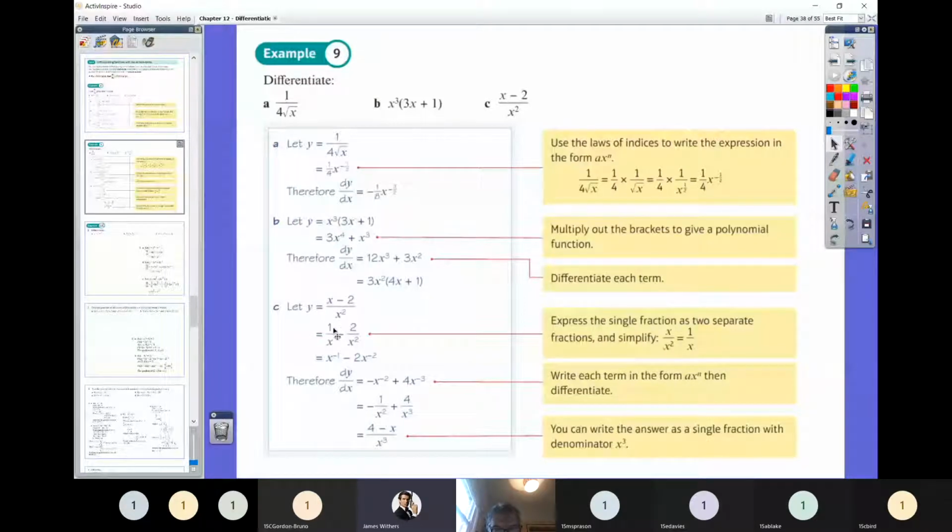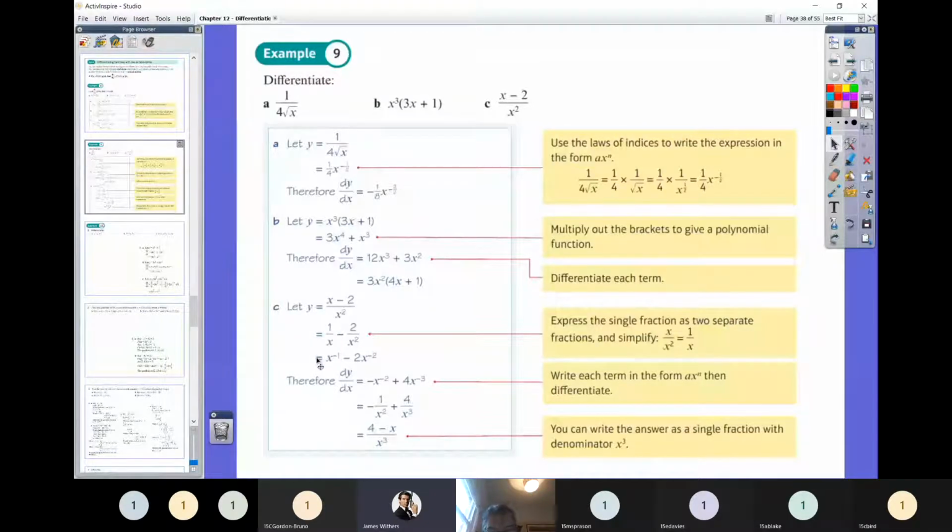And then minus 2 over x squared becomes our second term. So we're breaking it down into two separate terms. We then take everything upstairs, if you like. So 1 over x becomes x to the minus 1, and minus 2 over x squared becomes minus 2 times x to the power of minus 2. So all of that has been getting us ready to differentiate.